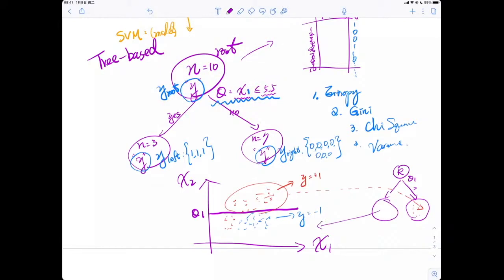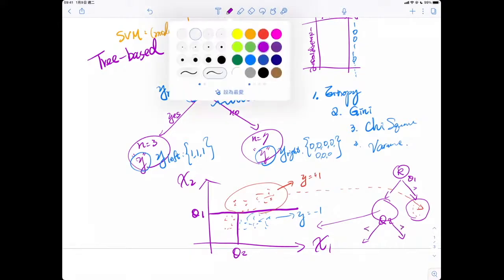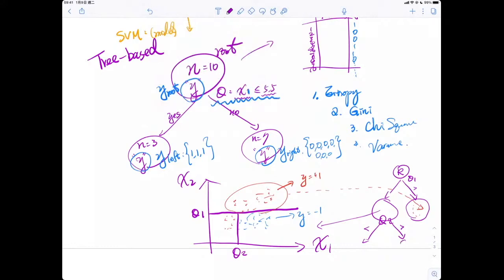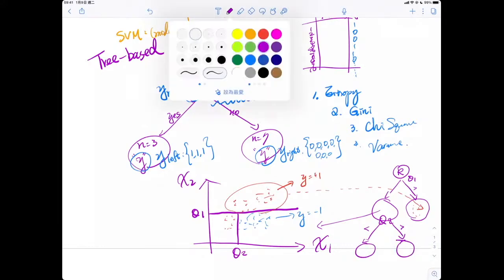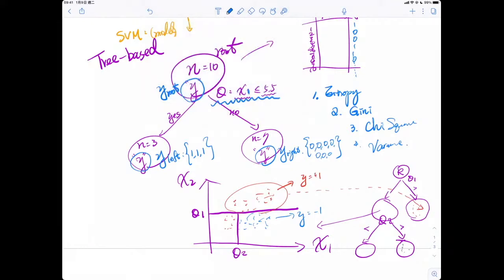And then I can ask the second question. Maybe that is right here. And larger than. So at this data point, I have two partition data. Right hand side is the blue one, which is right here. And left hand side is the red data right here.